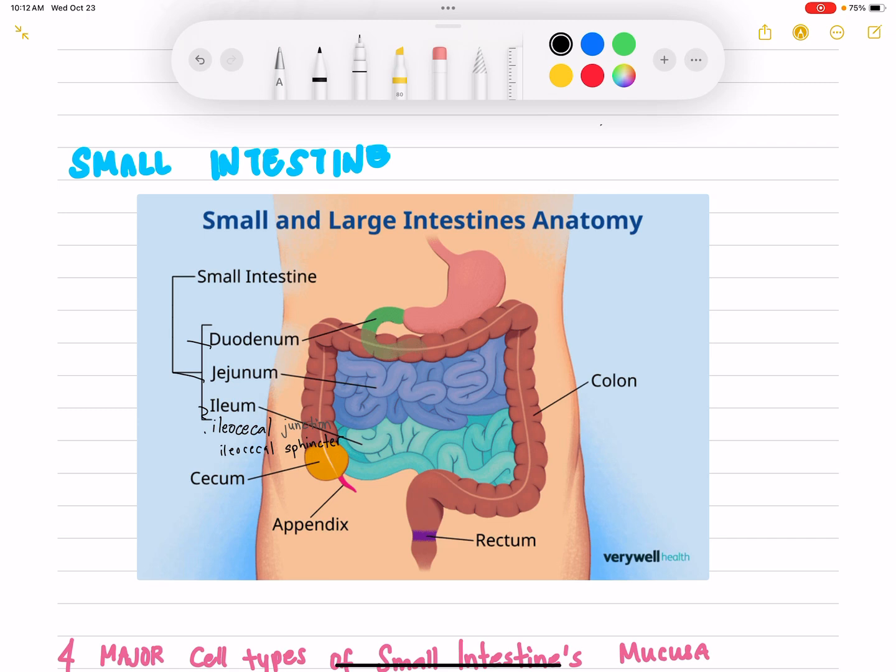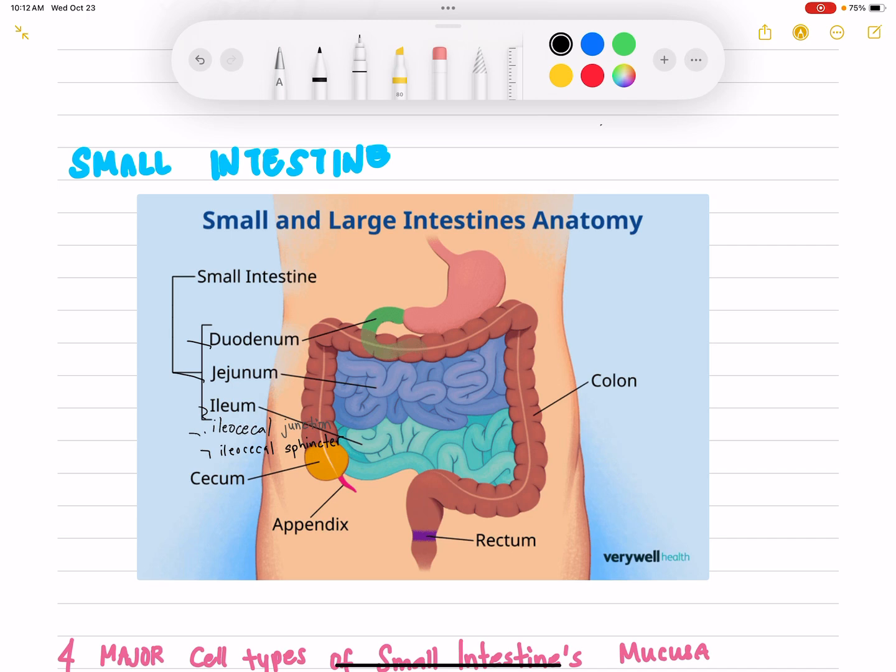Ang jejunum naton is about 2.5 meters long and makes up 2/5 of the small intestine. Ang duodenum, 25 cm, and aton nga jejunum 2.5 meters long. And ang ileum naton is 3.5 meters long, so makes about 3/5 of the small intestine. Sa ileum naton may ileocecal junction and ileocecal sphincter.